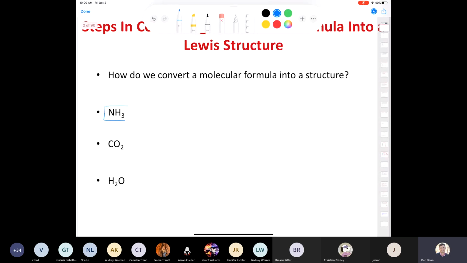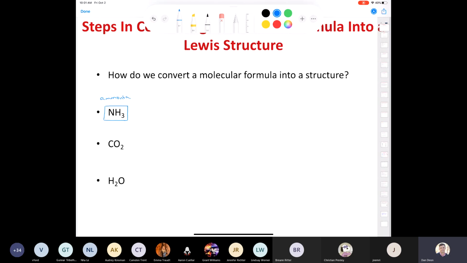Since we looked at nomenclature earlier today, can anybody tell me the name of NH3? It's got a common name that I asked you to memorize way back in the nomenclature days. Does anybody know the name of this molecule? Ammonia. Yeah, absolutely. Thank you. Perfect. This is ammonia. Now, how many valence electrons does nitrogen have?